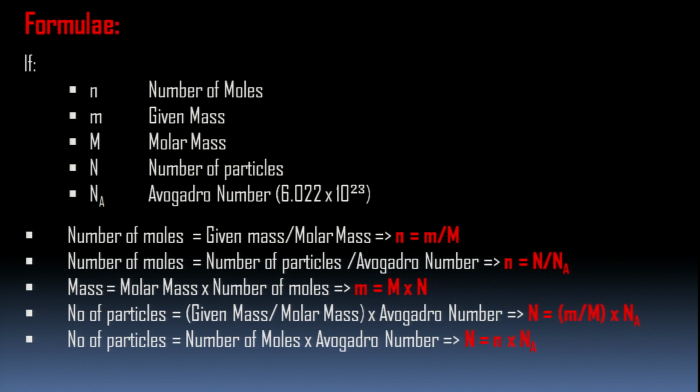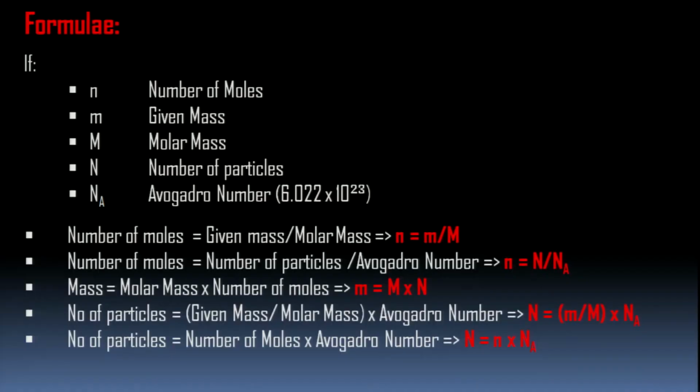Now, what are the formulas to be used? When you are supposed to find the number of moles when mass of certain element or compound is given, that is n is equal to given mass by molar mass. Okay, those are formulas which are written in red. Please note it down. Number of moles is number of particles divided by Avogadro's number. This is one more formula for finding the number of moles.